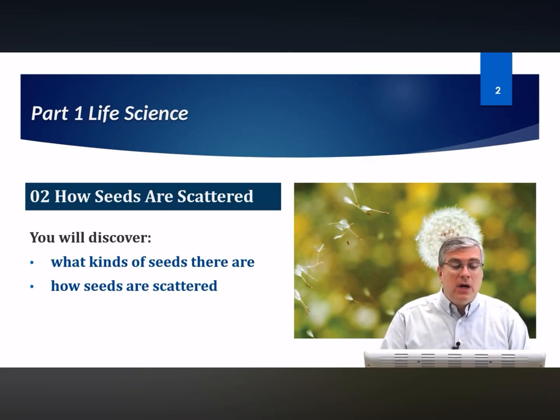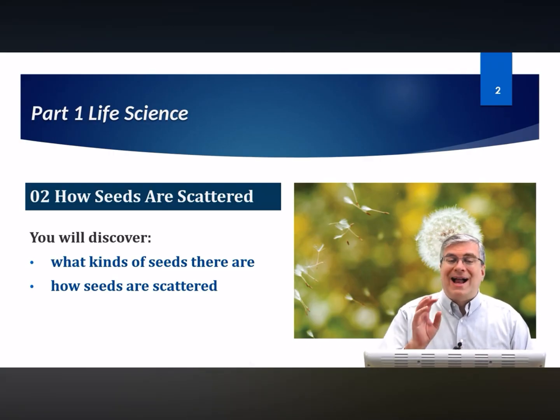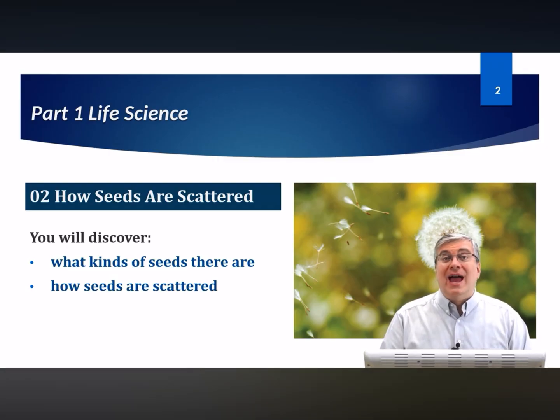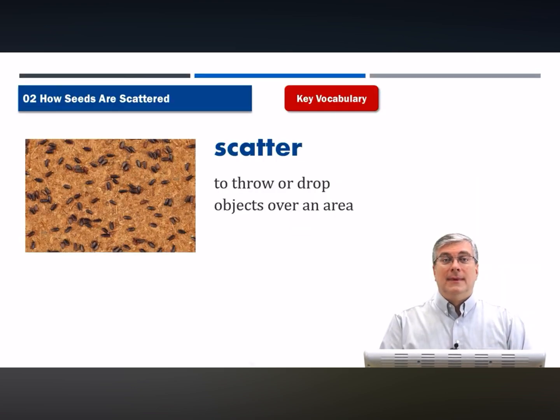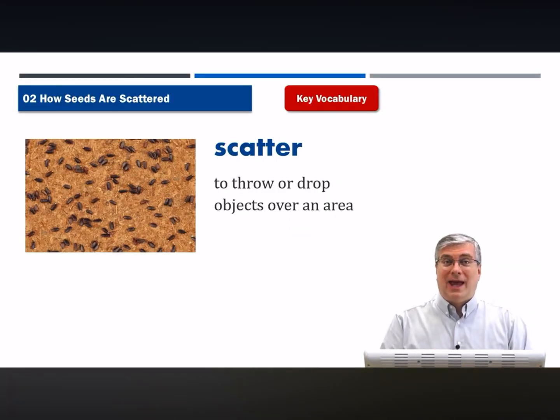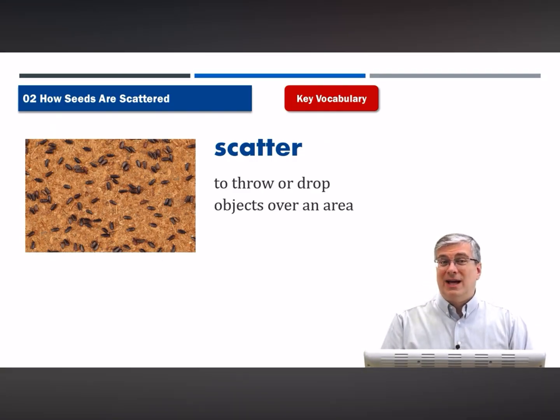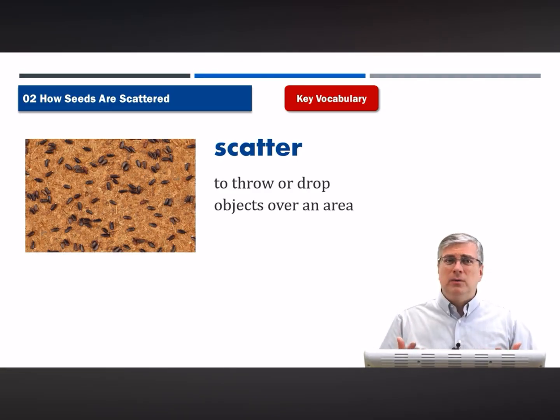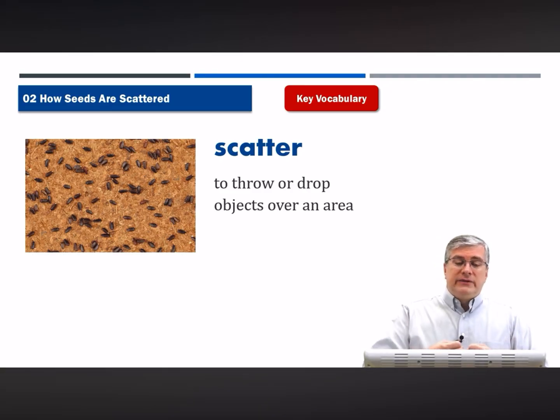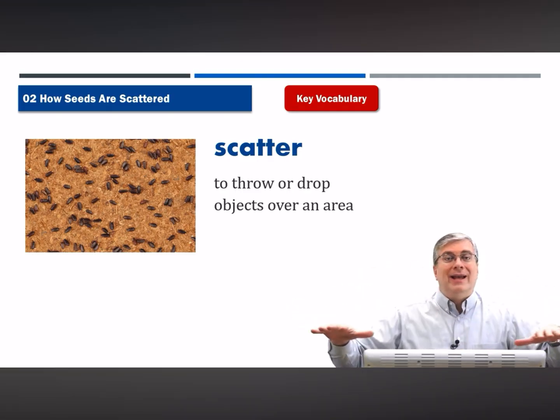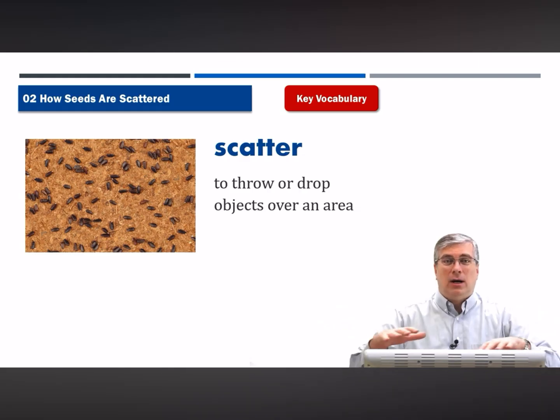So in this unit, we will discover what kinds of seeds there are, and of course, how seeds are scattered. As usual, we start with the vocabulary, and you may have noticed a difficult word in the unit title, How Seeds Are Scattered. Well, what does scatter mean? Scatter means to throw or drop objects over an area, usually a wide area.